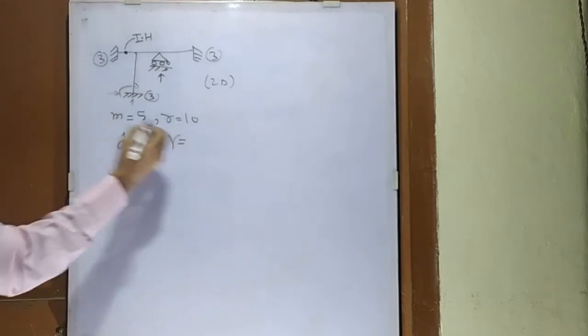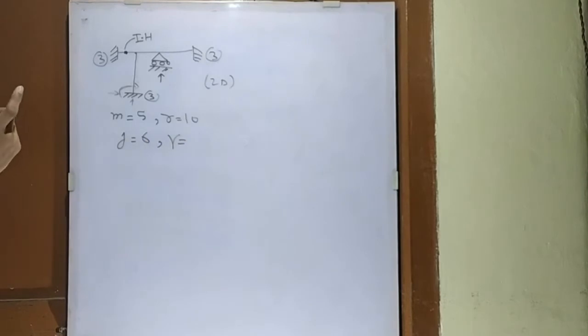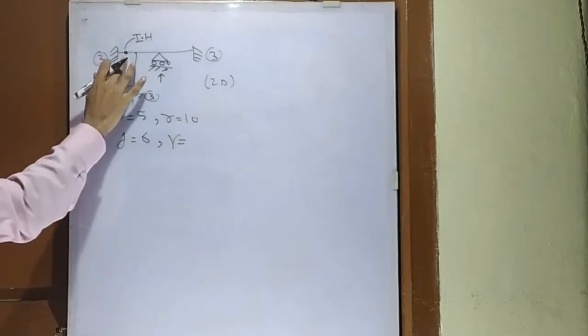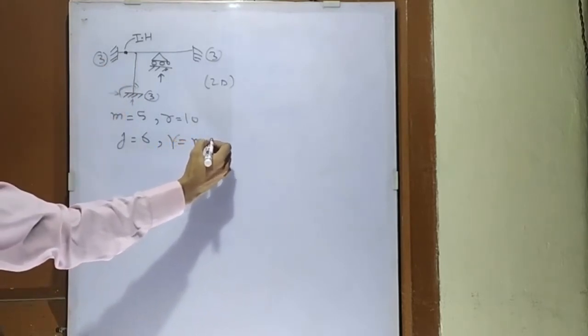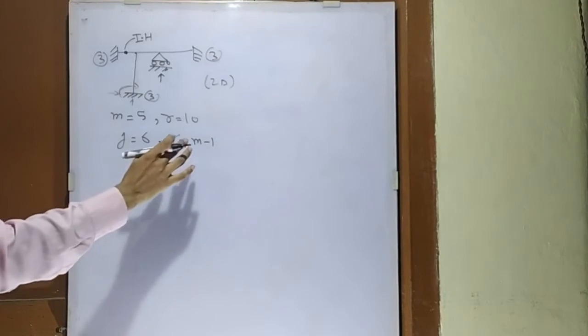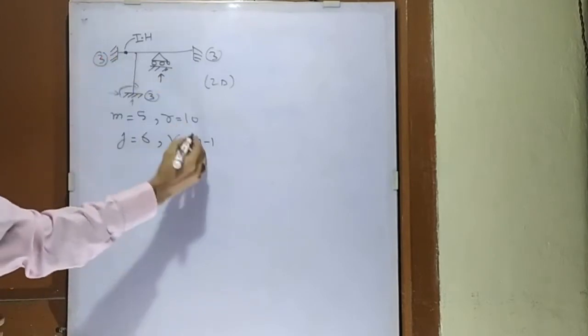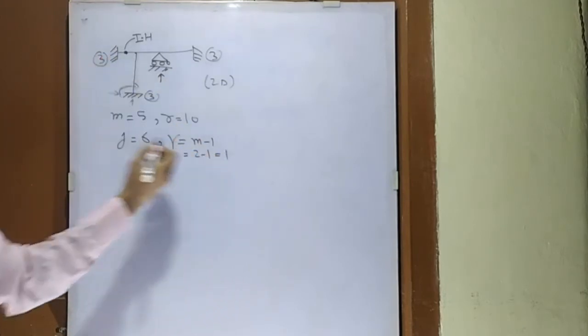Now what is the number of gamma? As we have learnt earlier, if an internal hinge is there, then the number of internal releases is m minus 1. What is m? m is the number of members meeting at the internal hinge. So there two members are meeting, so 2 minus 1, this value will be 1.